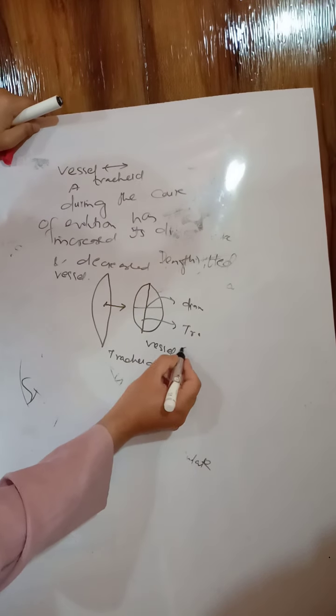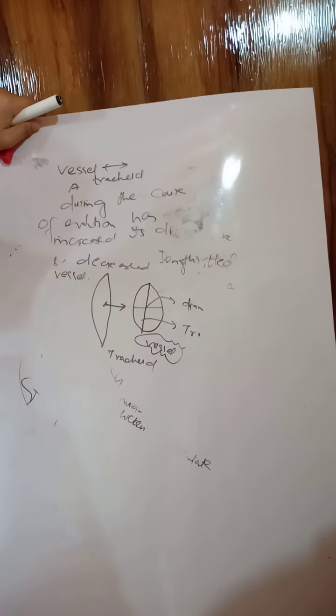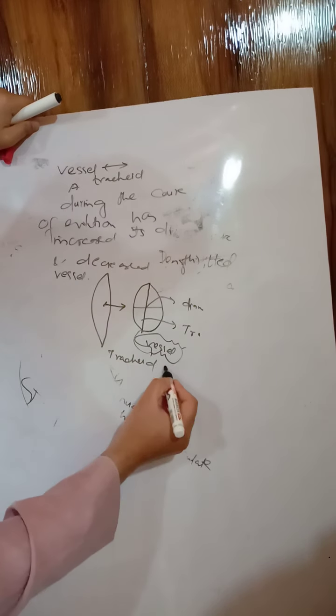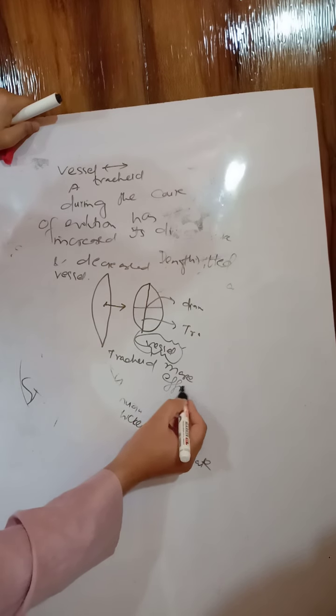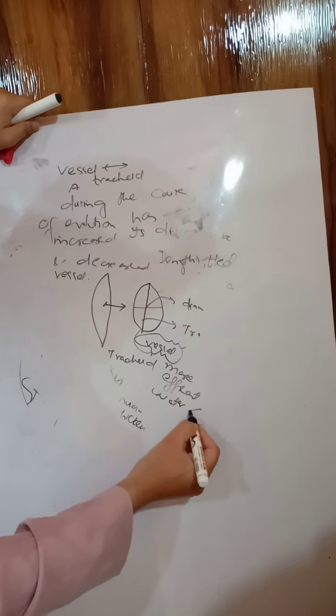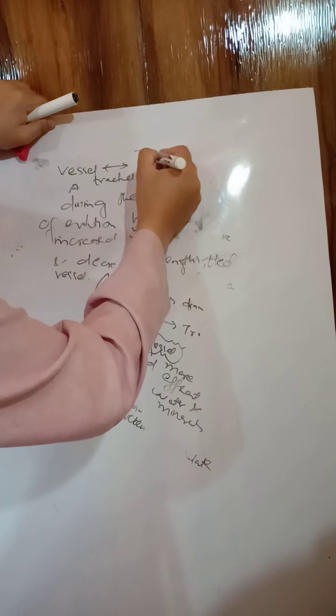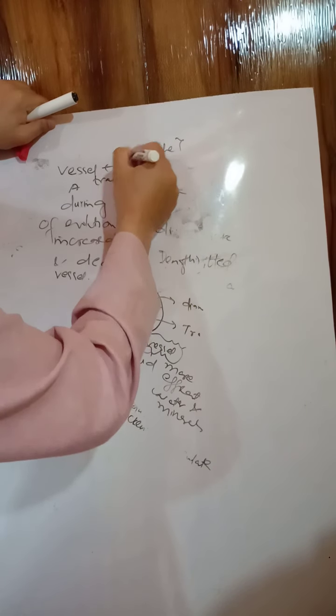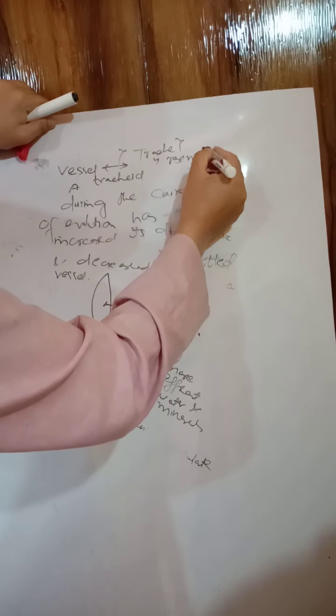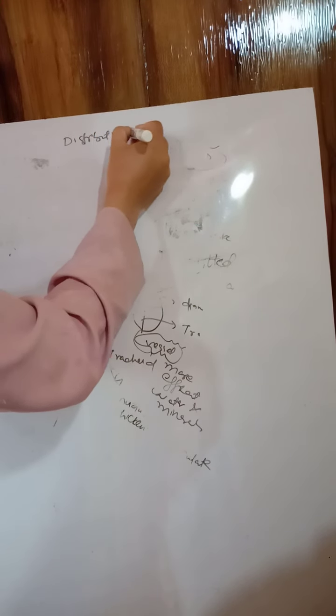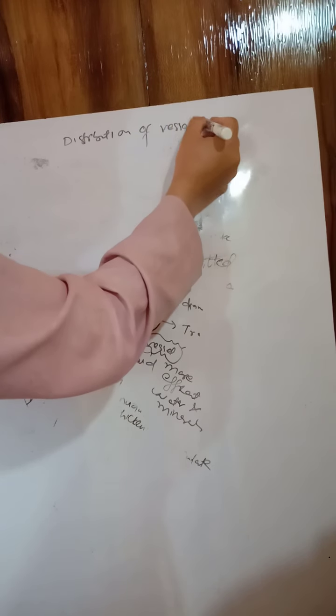Vessels help in the efficient conduction of water and minerals because of the increase in diameter. Vessel is also called trachea because its structure resembles the trachea of animals. Now, distribution of vessels. This is very, very important.